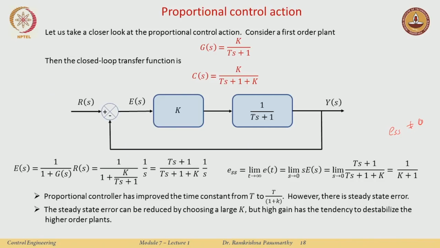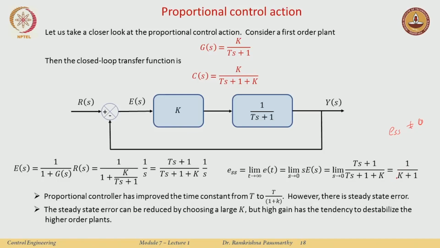Now, what does this proportional control do? Well, the first observation is that the proportional controller improves the time constant, which means the response is faster. On the flip side, there is a steady state error. Just by observing this, we could say that my steady state error can be made smaller and smaller by increasing the value of the gain k.